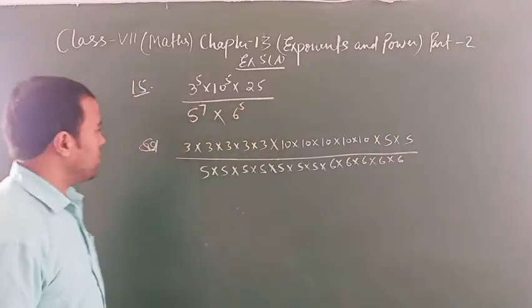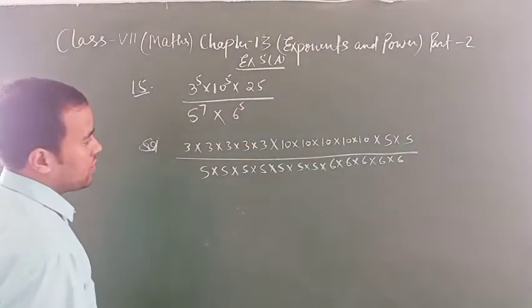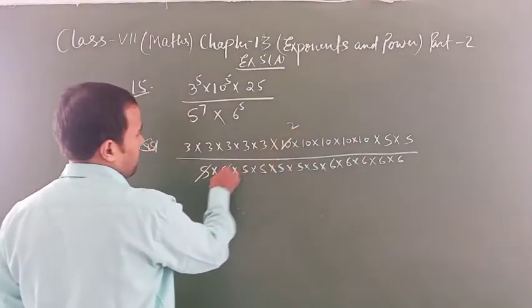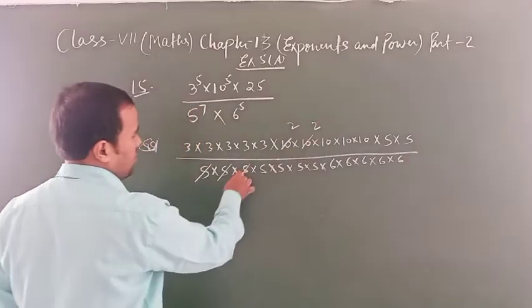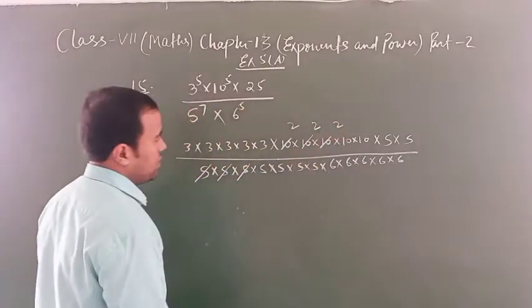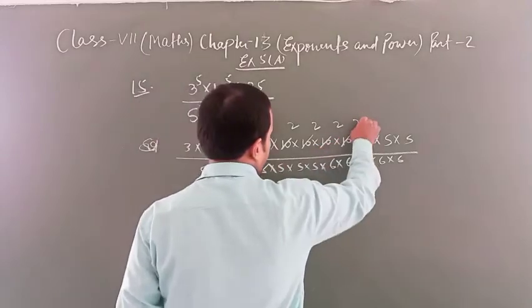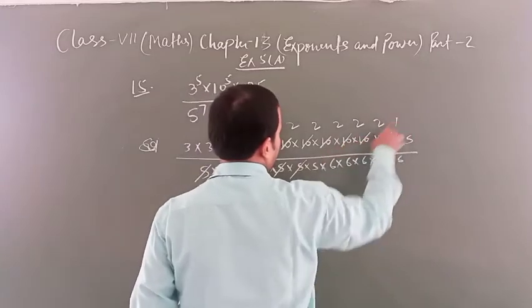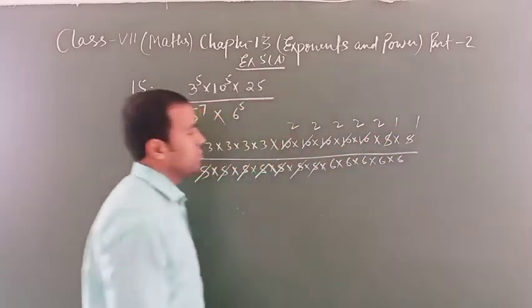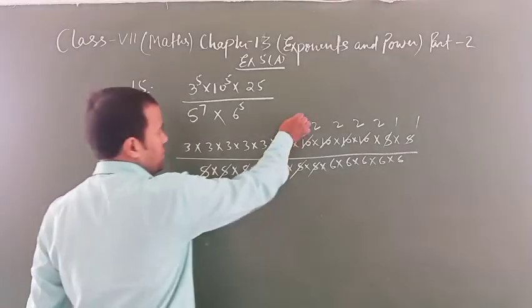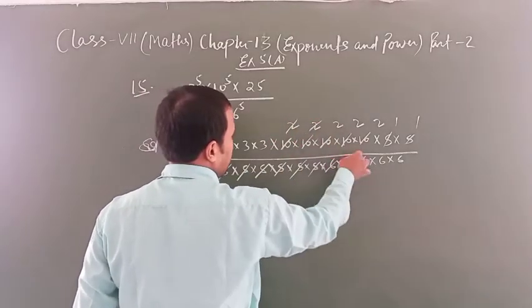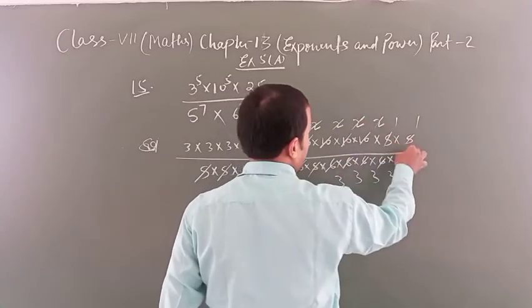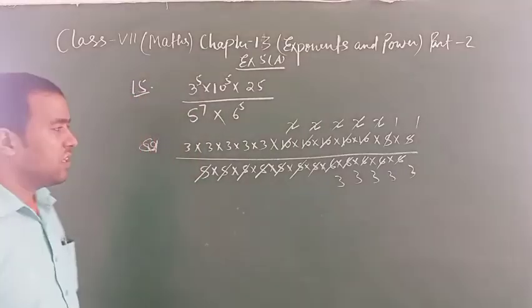Clear? After that, you see which numbers we can cut. 5 2s are 10. Clear? 5 on the 5. 2 3s are 6. Clear?